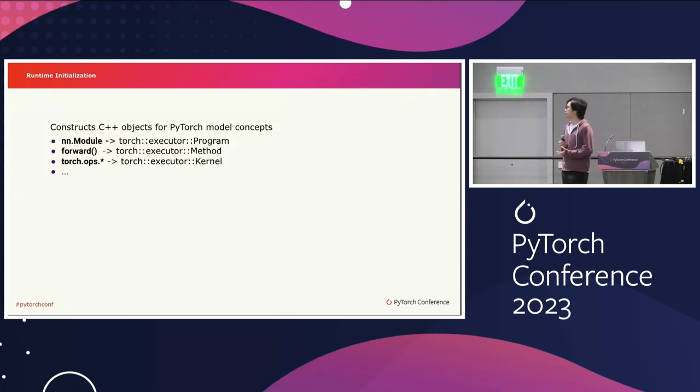What are we doing in initialization? Basically, we are creating C++ objects for PyTorch model concepts. As you can see, the root abstraction is called program, which resembles the nn.Module. And one program may have multiple methods. One method may have multiple operators, which are the kernel objects in C++.